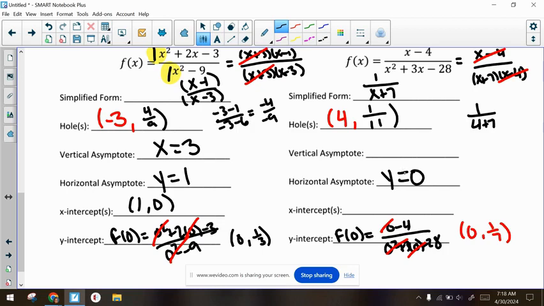Vertical asymptote comes from anything left over in the denominator. So this one's at x equals negative 7. X-intercepts would be none because there are no factors in the numerator.